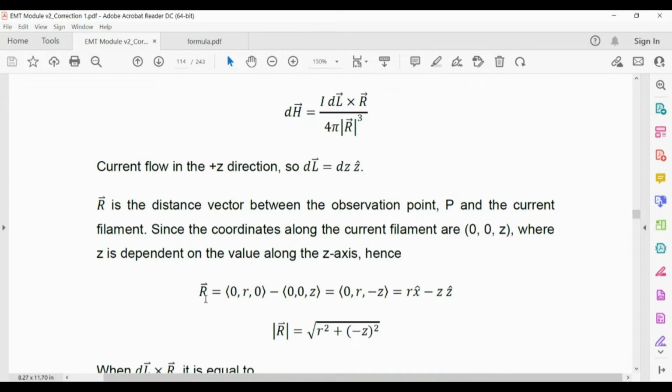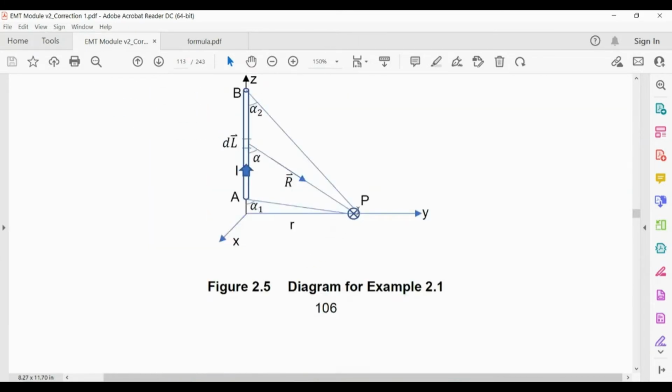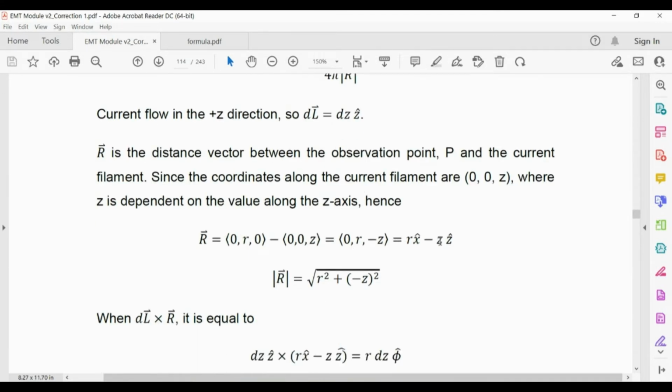In order to find the distance vector, it will be the observation point minus the source point. This is the position vector of the current filament, and this one is the observation point. The coordinate of this observation point is 0, r, 0. The length over here is r. So that's why you come up with this, the distance vector and the magnitude of the distance vector.